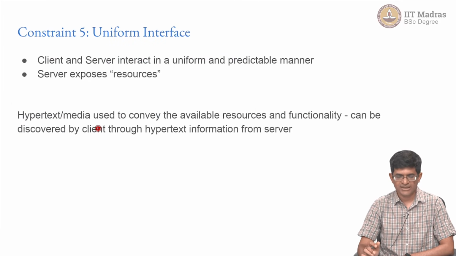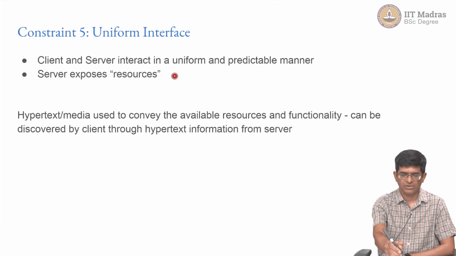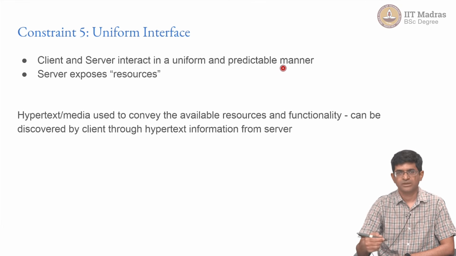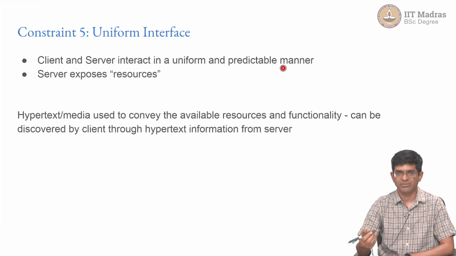Then there is another constraint which is called a uniform interface, right? In its original formulation, this is a slightly complicated statement, but the simple way to think about it would be to say that the client and server are expected to interact in a uniform and predictable manner. In other words, if I give a certain request 10 times, I should get back the same kind of response. It may not be the exact same data because the data might depend on what was pulled out of a database, or it might depend on the time of day, but the type of response should be similar.